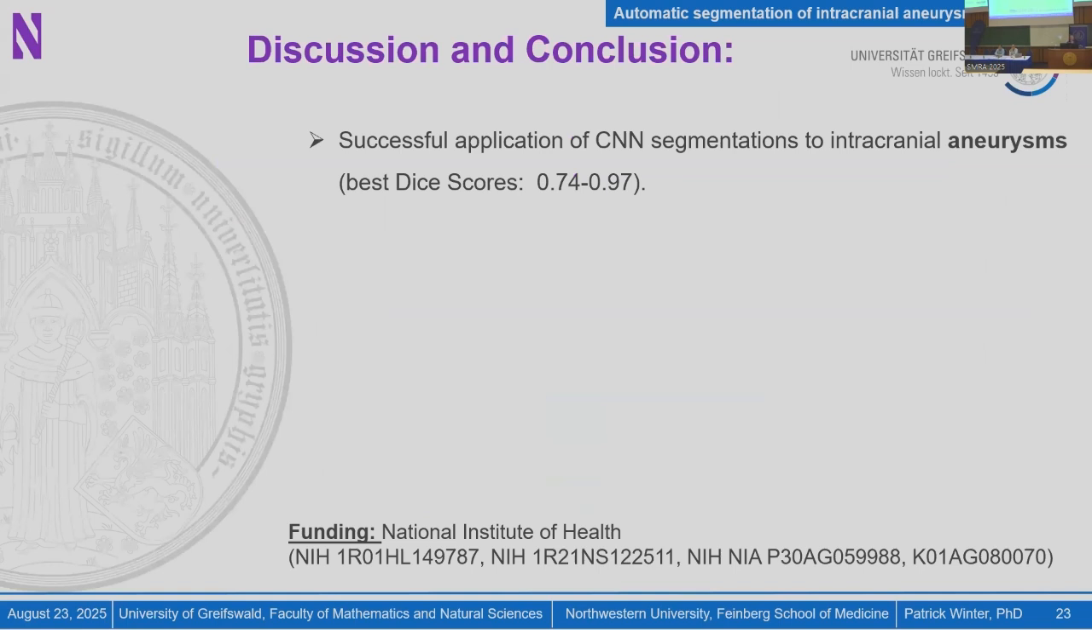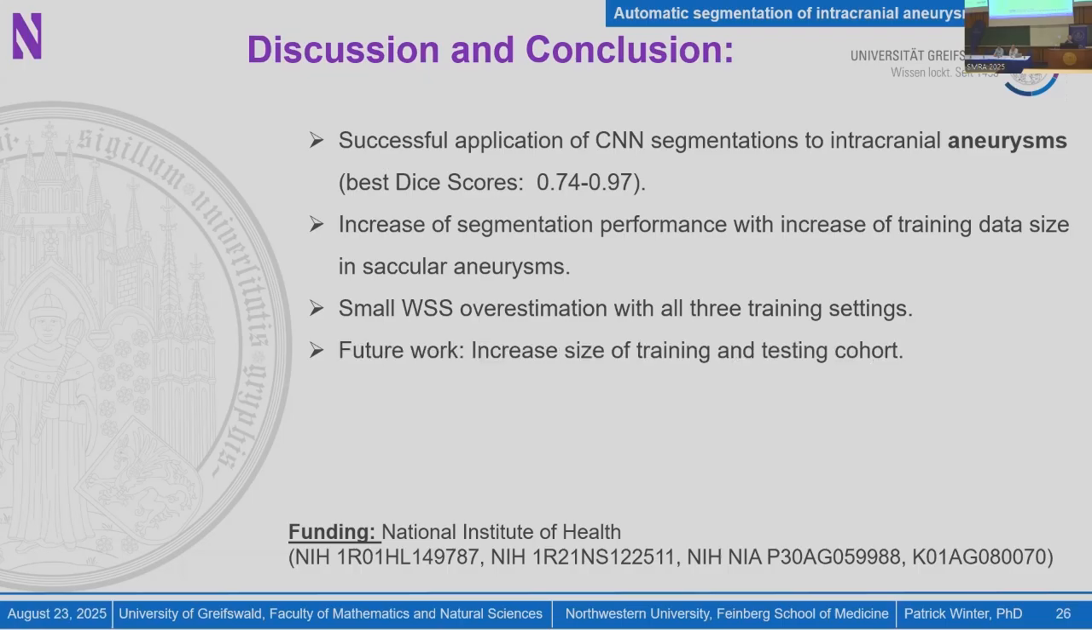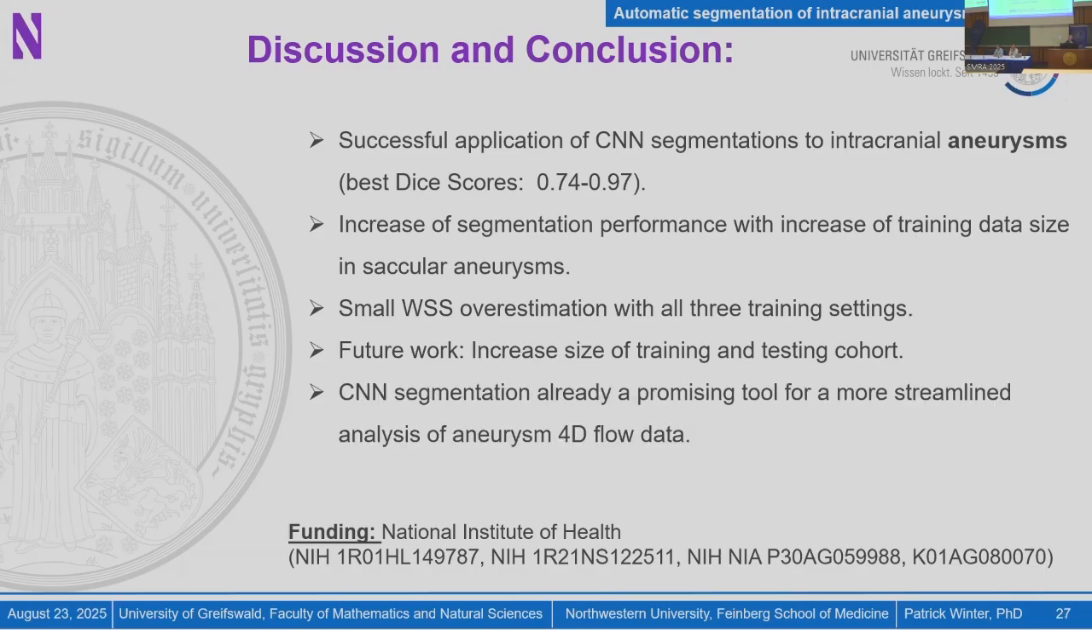So to sum up, we could apply automated segmentation to intracranial aneurysms. And we saw an increase in segmentation performance with increased training data size, at least for the two saccular aneurysm cases. However, we saw a small but consistent wall shear stress overestimation. Therefore, we want to increase the training data size and also the testing cohort. But nevertheless, the automated segmentation is already a promising tool for a more streamlined analysis of aneurysm 4D flow MRI data. Thank you very much.